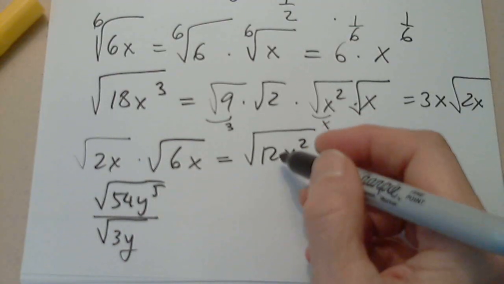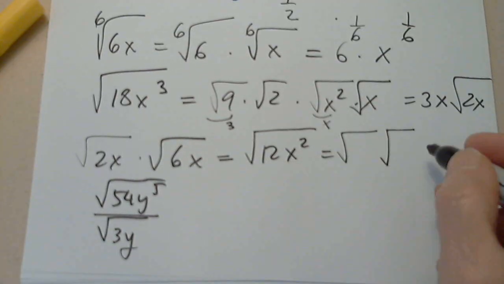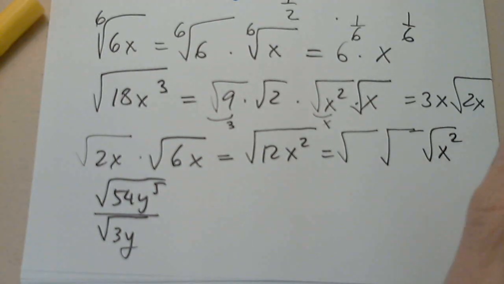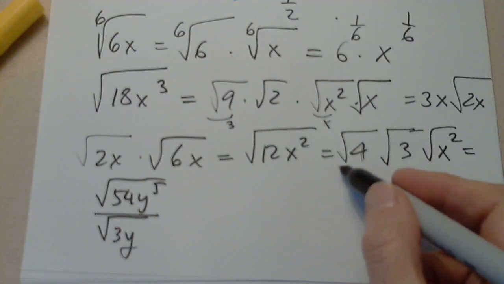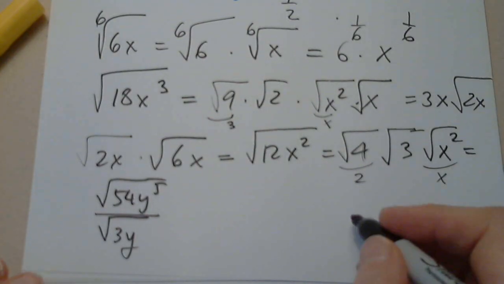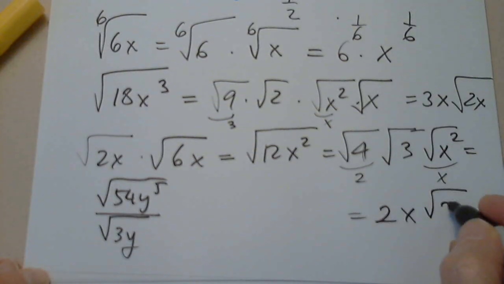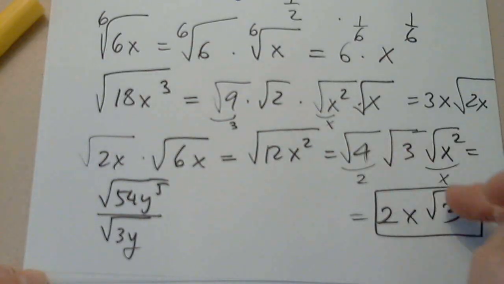Now I have to split 12 somehow. The x squared is fine, but I have to split this 12 in order to simplify. 4 and 3. Exactly. Exactly 4 and 3. This is 2. This is x. It should be the absolute value, but they're telling us that everything is positive. And I regroup. I put the 2 and x in front, and the square root of 3 is the square root of 3. Excellent.